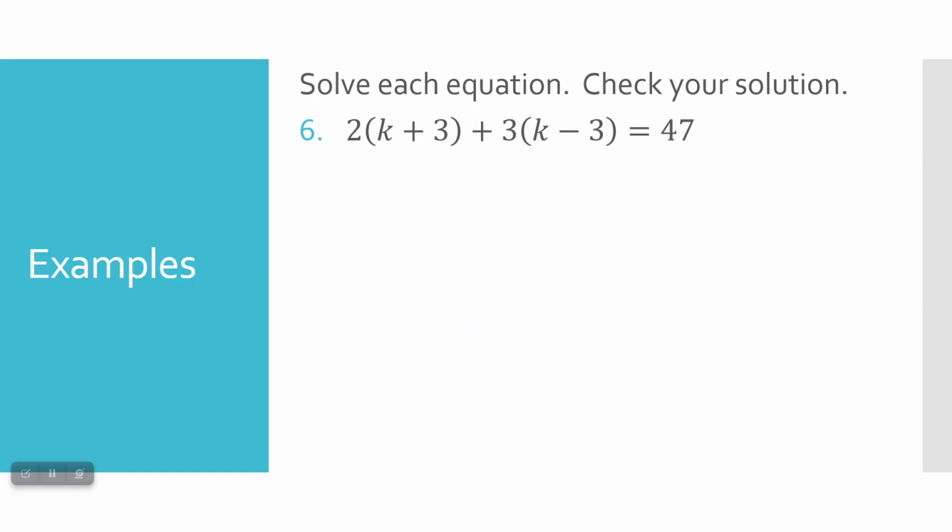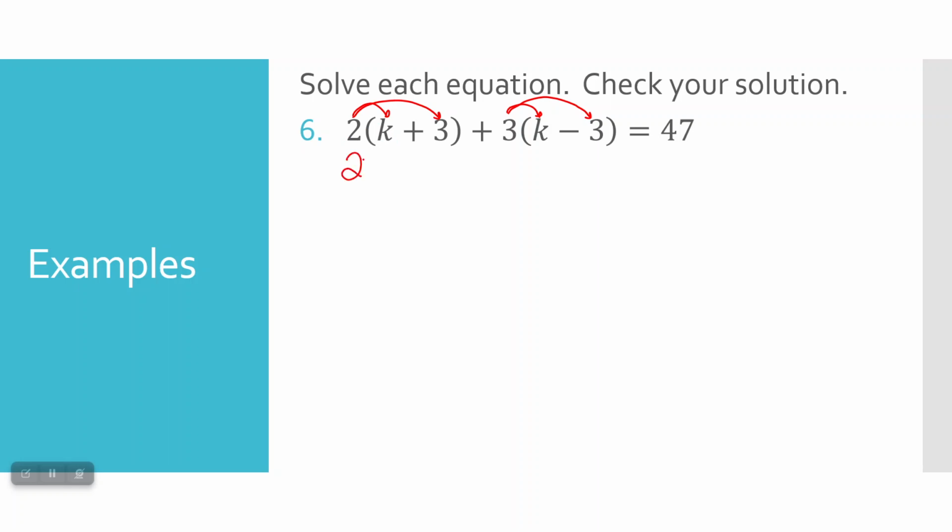In example 6, hopefully you can see the distributive property twice. Remember, the distributive property ends when the parenthesis closes. So this is read 2 times the quantity of k plus 3 plus 3 times the quantity of k minus 3 equals 47. So we want to distribute twice. I'm going to go ahead and do that all at once.